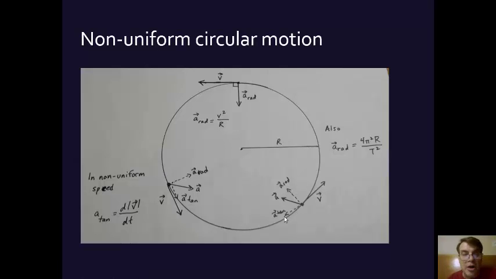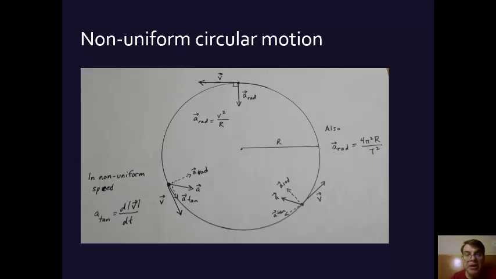But it's not hard. Basically, the tangential velocity, the instantaneous velocity that's going tangent to the circle, dv/dt is the definition of acceleration. So the tangential acceleration is simply dv/dt, where v here is the tangential velocity, the vector that's going at a tangent to the circle.